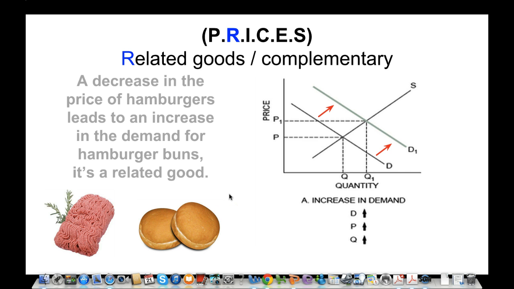The R in PRICES stands for related goods, or in other words, complementary goods. The example that I have for you here is hamburger and hamburger buns. If you see a decrease in the price of hamburgers or the ground beef, then that is going to lead to an increase in the demand for hamburger buns, because that's a related good. In other words, they're complements to one another. So if the price of one product goes down and it's related, then presumably the demand for the other product would actually go up.